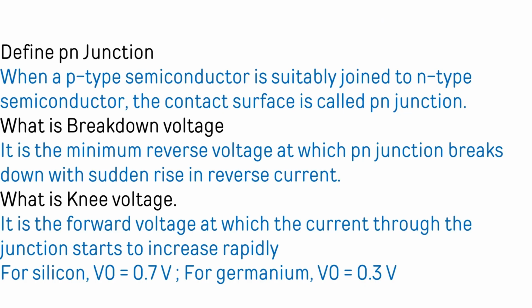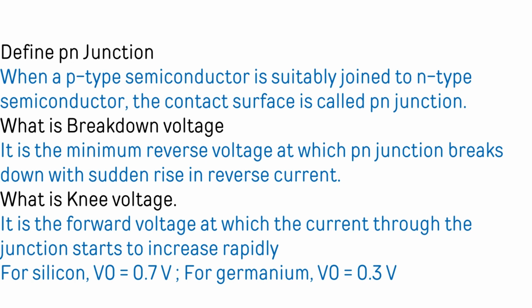Define p-n junction. When a p-type semiconductor is suitably joined to an n-type semiconductor, the contact surface is called a p-n junction. What is breakdown voltage? It is the minimum reverse voltage at which the p-n junction breaks down with a sudden rise in reverse current, and is called breakdown voltage.